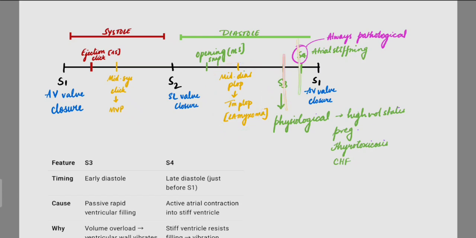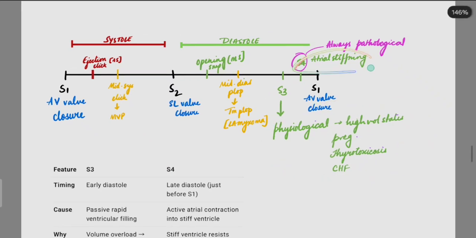After that you have S3 and S4. What is S3? S3 is physiological in high volume states, pregnancy, thyrotoxicosis, and the three letters, congestive heart failure. You will see physiological S3. Whereas S4 is atrial stiffening. Now this is always pathological. The bigger number is always pathological. Remember, atrial stiffening it is.